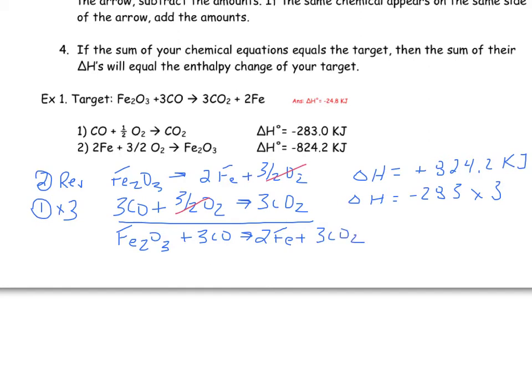This equation matches my target. That means I've manipulated equation 1 and 2 correctly so that if I add my enthalpy changes together, then I will get the enthalpy change for my target equation. That equals minus 24.8.